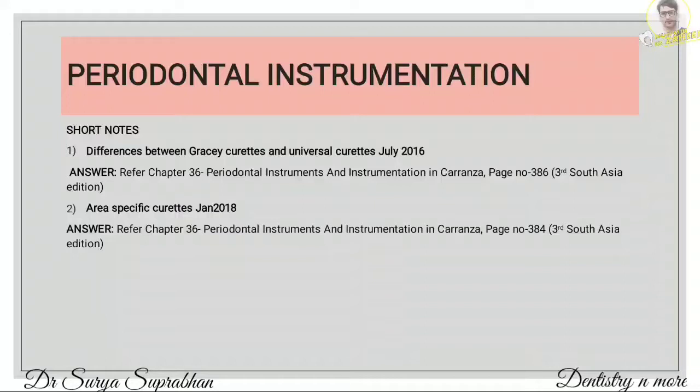Coming to area specific curettes. So area specific curettes also you can find in chapter 36, page number 384.